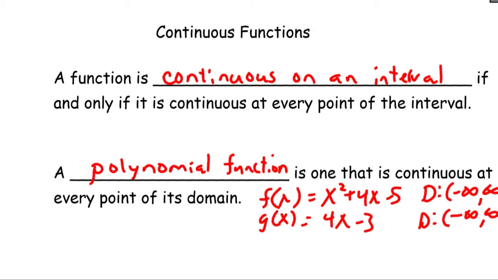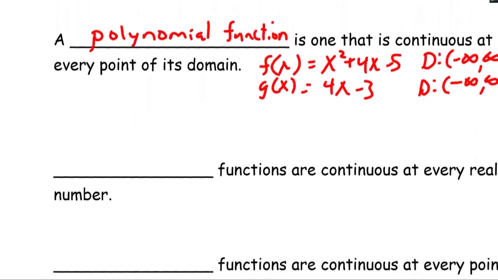Unless you have a piecewise function, where we limit the piece that we're looking at. Okay? So that's going to help us. We know it's always continuous everywhere it's defined, and it's defined everywhere. So polynomial functions are defined everywhere. That helps us.